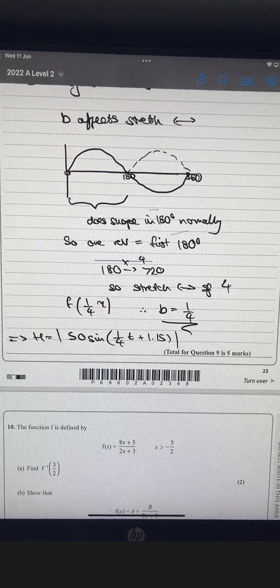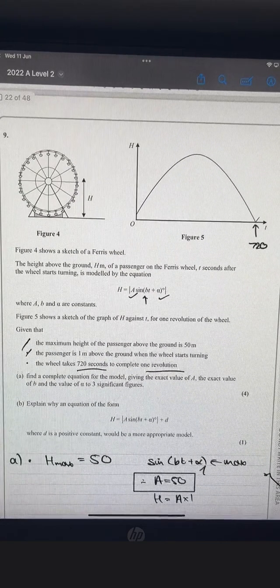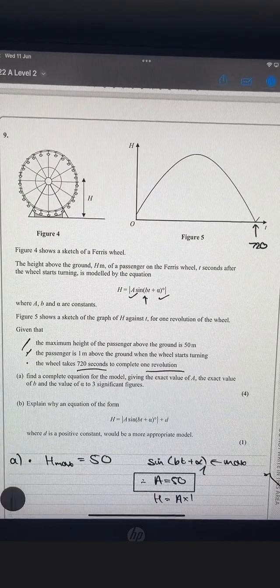Take each bullet point one thing at a time. So the first two are generally accessible for most, but then the last bullet point is where you have a bit of trig transformations.